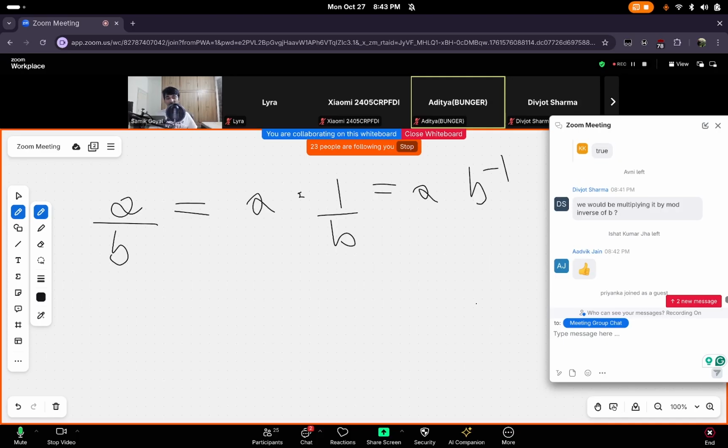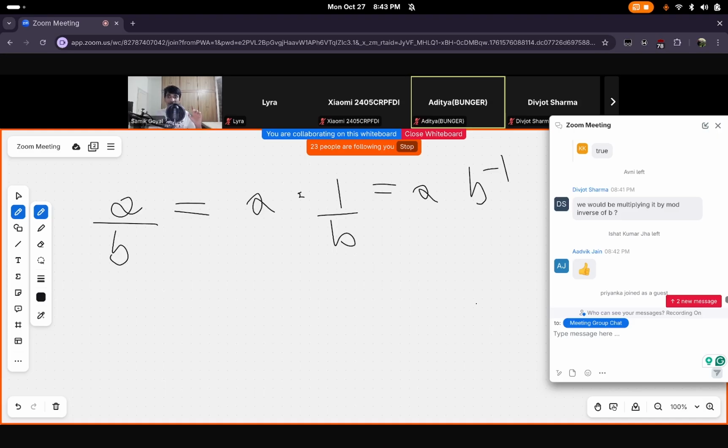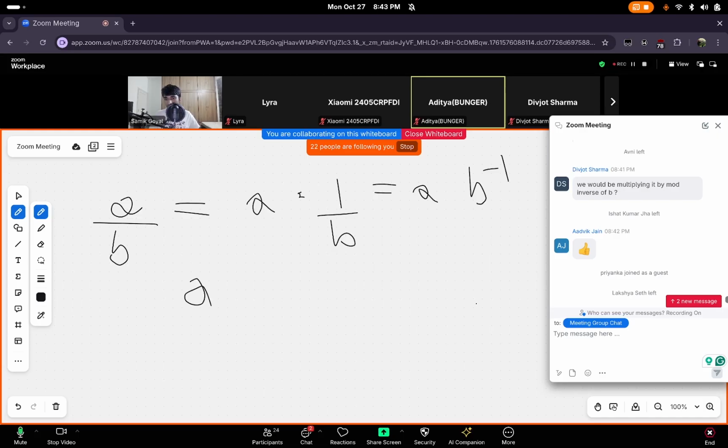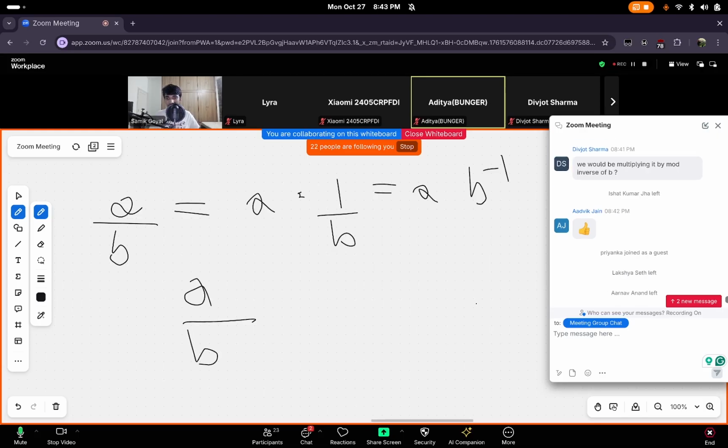Okay, so how do we calculate modular inverses? Just a quick thing to note. Here I'm only going to talk about modular inverses when the number you're modding by is prime. So say I told you to calculate A divided by B mod M. We are only going to discuss cases in which M is prime.